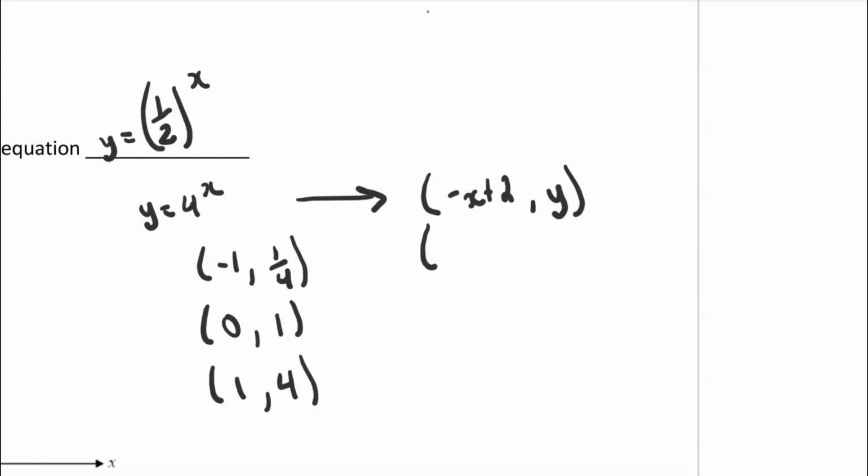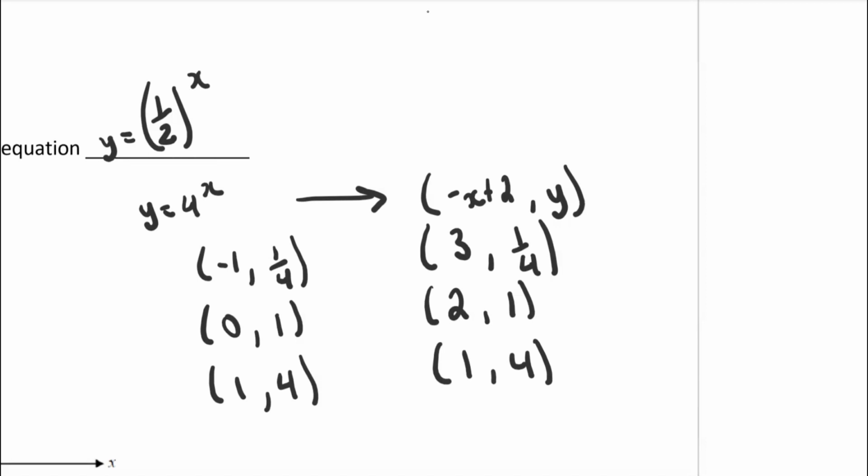So now instead of it being at -1, it's now at 3 and 1/4. Instead of it being at 0, it's now at 2 and 1. And instead of it being at 1, it's now, oddly enough, also at 1. In this case that point does not move, which means we could say that it's an invariant point.